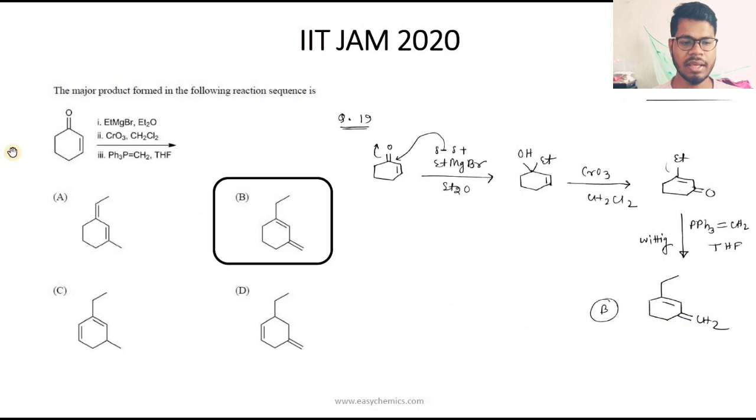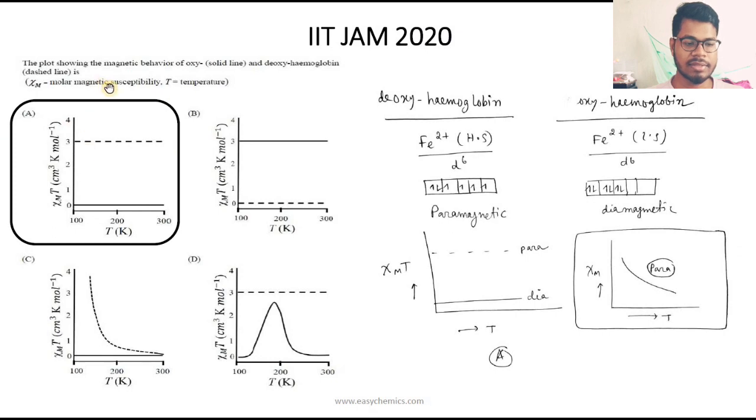Okay, then this is a very common reaction. You can see the mechanism. First is the ethyl Grignard reagent reaction, and then it will be a Wittig reaction, and in between that there is an oxidation type reaction. The OH will be shifted like this. Okay, then it is a very easy question.